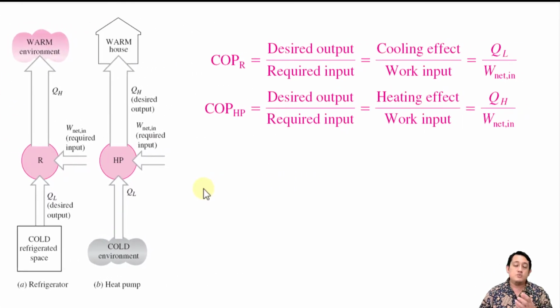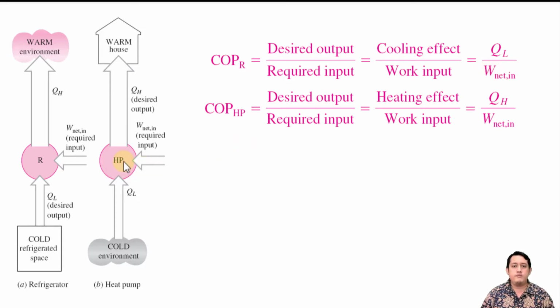What about the coefficient of performance? When we calculate the COP of a refrigerator, the main goal is to see how much heat we can absorb from the inside of the refrigerator. That is why we use QL over W, where W is the work provided to the system.